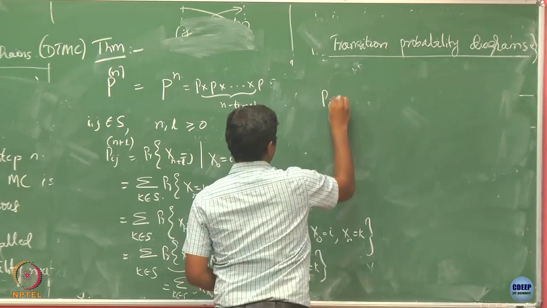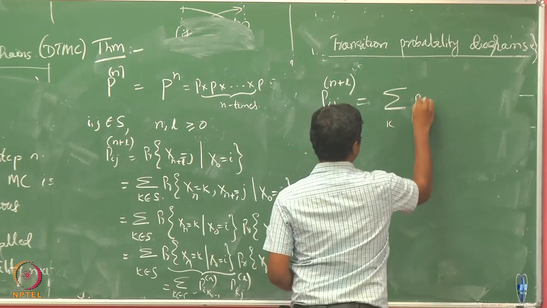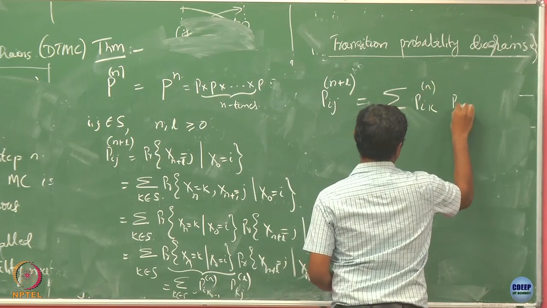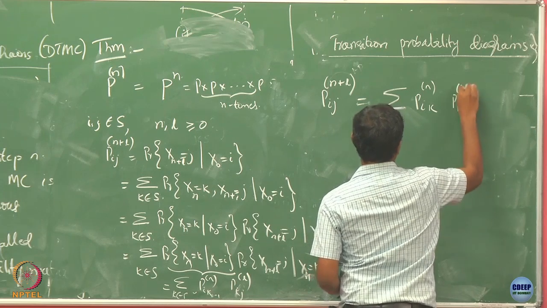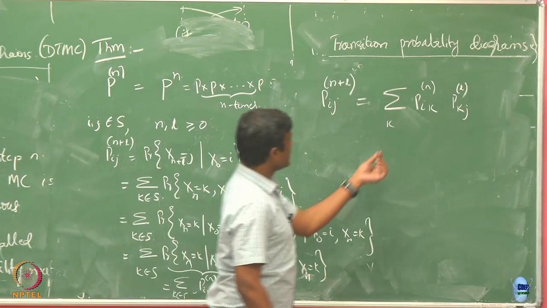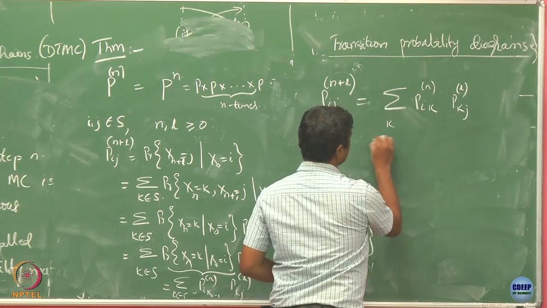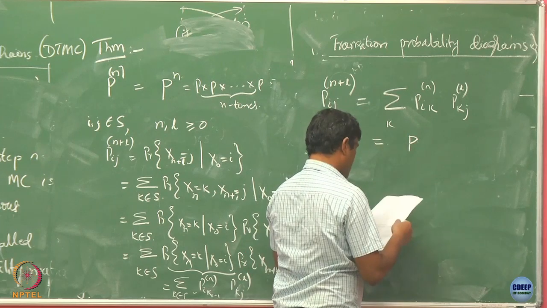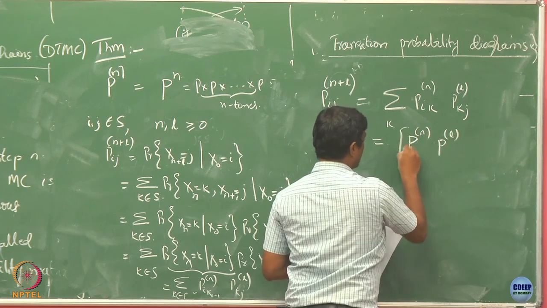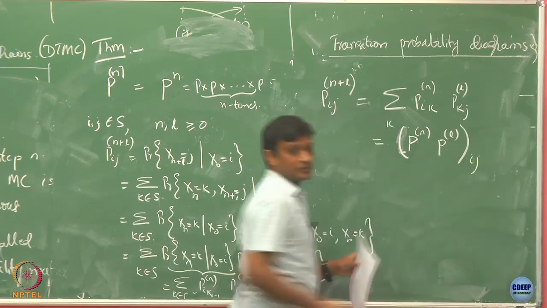We could write P_ij of n plus L as a summation over k of P_ik in n steps, and then going from k to j in L steps, right? So if you are going to think of this as a matrix product, I can write it as the ijth element of P of n and P of L. Is this true?